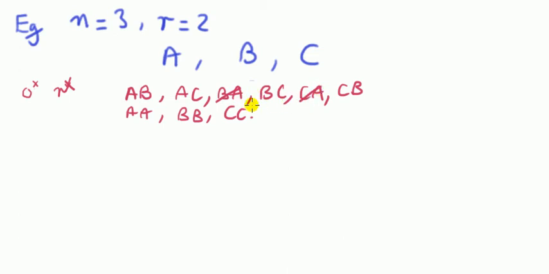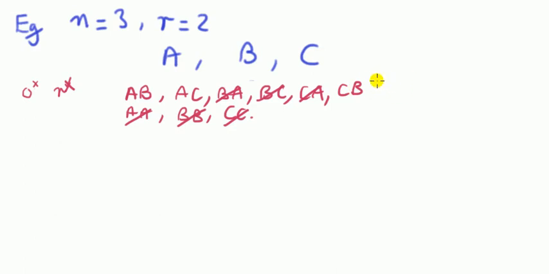I could have crossed that one out instead of that one, but it doesn't matter. BC is the same as CB, so let's cross that one out. We've reduced it by 3, so we've dealt with this case. Repetitions are not allowed, so once we've selected one thing, we can't select it again. So AA, BB, CC, we can't have those. In other words, the total number of ways here is 1, 2, 3. The answer is 3 ways.